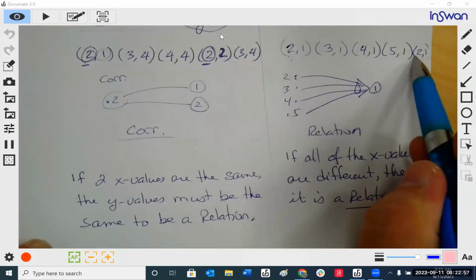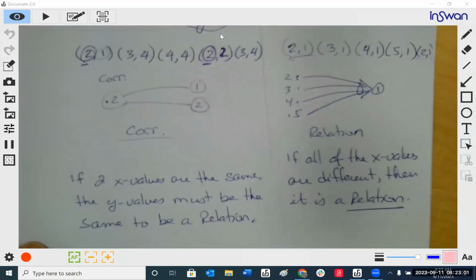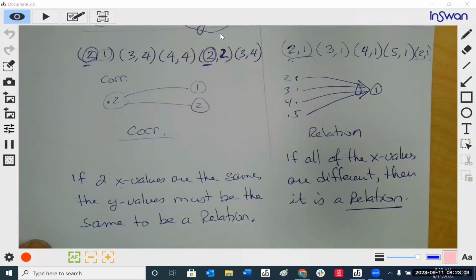Here's a 2, there's a 2. The Y's are the same. So that's the same point. So what you're really looking at is, if the X's are the same, the Y's better be the same. If all the X's are different, then by definition, it's automatically a relation. That leads us to a test.